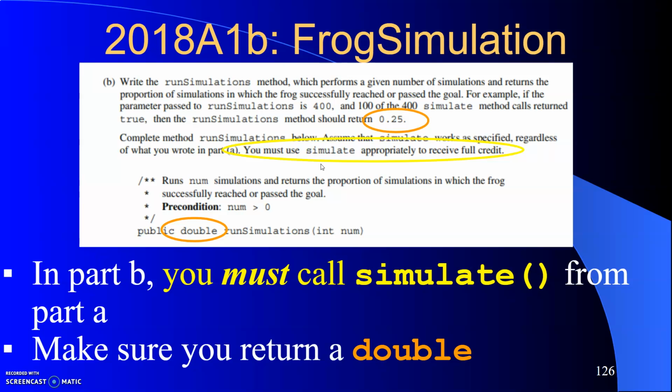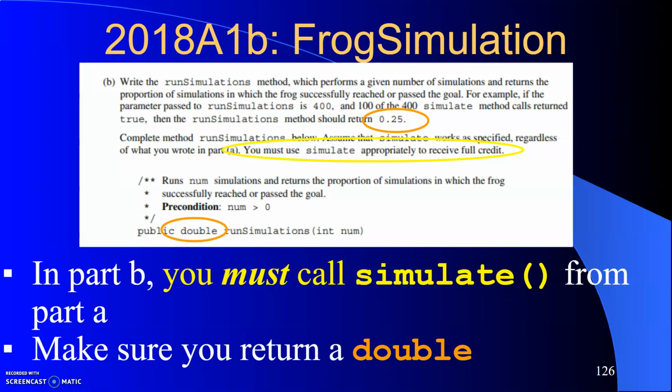Now, the second part asks you to run some number of simulations, right? So we're going to have an argument here, and then we're going to run that many simulations. We have to call that simulate function that we wrote in part A if we want to get full credit, or probably much credit for this assignment. So let's say we have 400. Then we're going to call the simulation function 400 times, and we're going to count the number of trues. And then we're going to return the number of trues divided by 400.